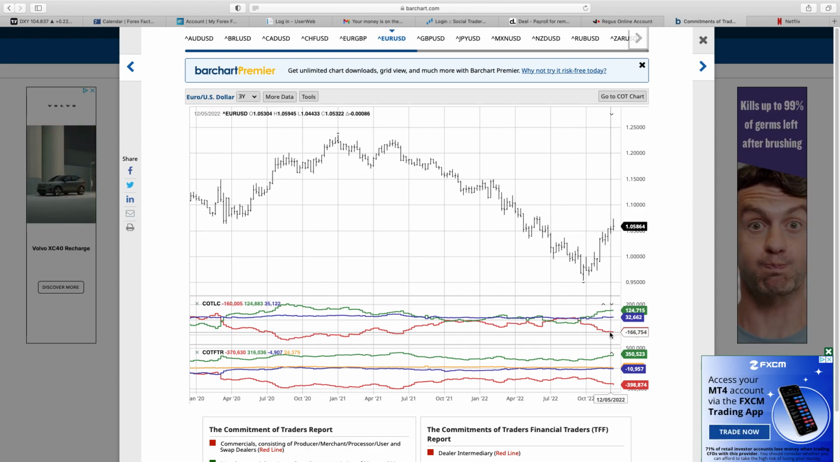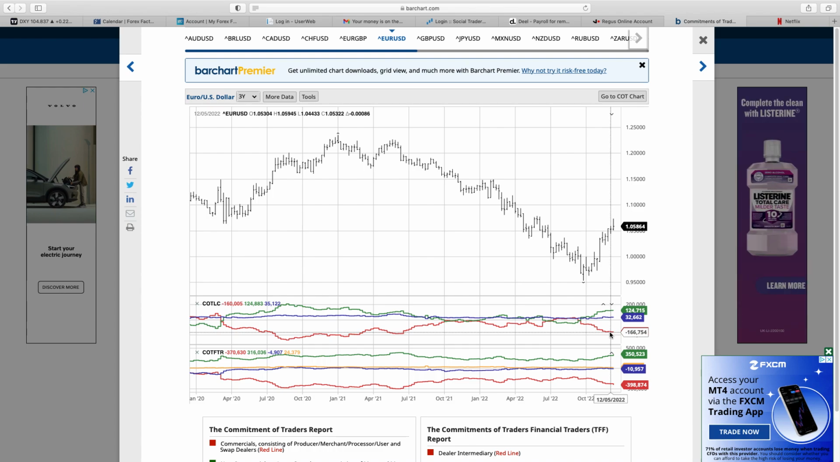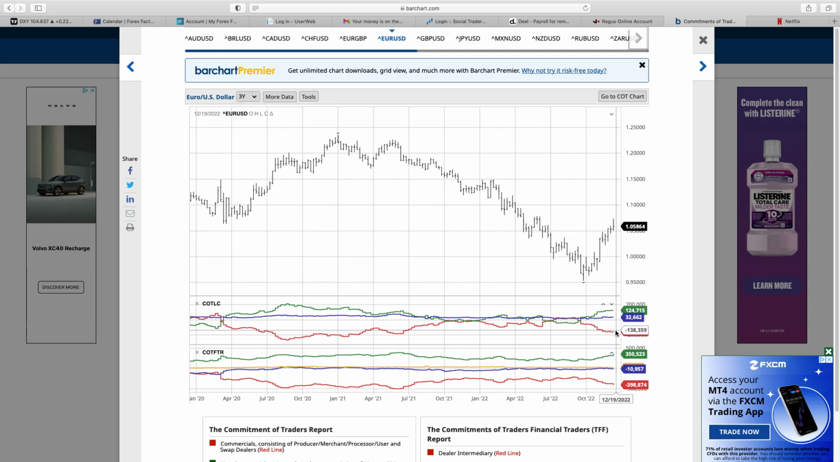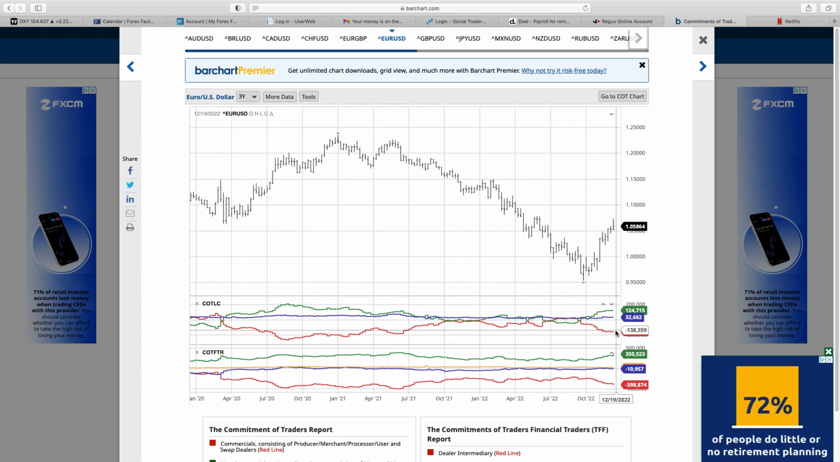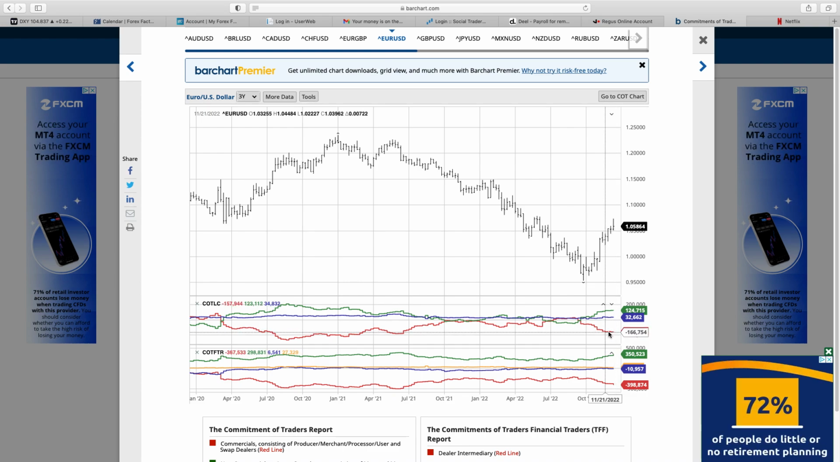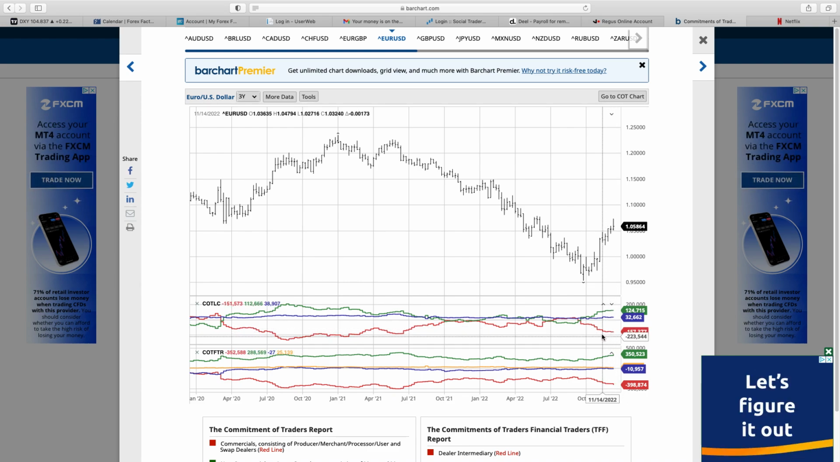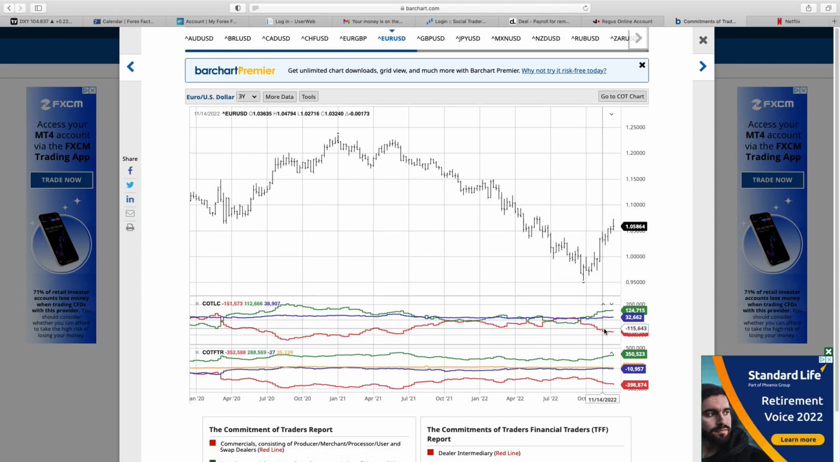Large institutions are not going to engage. The commercials, which are the large funds, are not going to engage and entice new risks. So what you're going to see is the commercial line flatten out. Why? Because they're not engaging actively in new risk. So it's very normal for this time of year to see it flattening out. However, we're net short still on the euro.